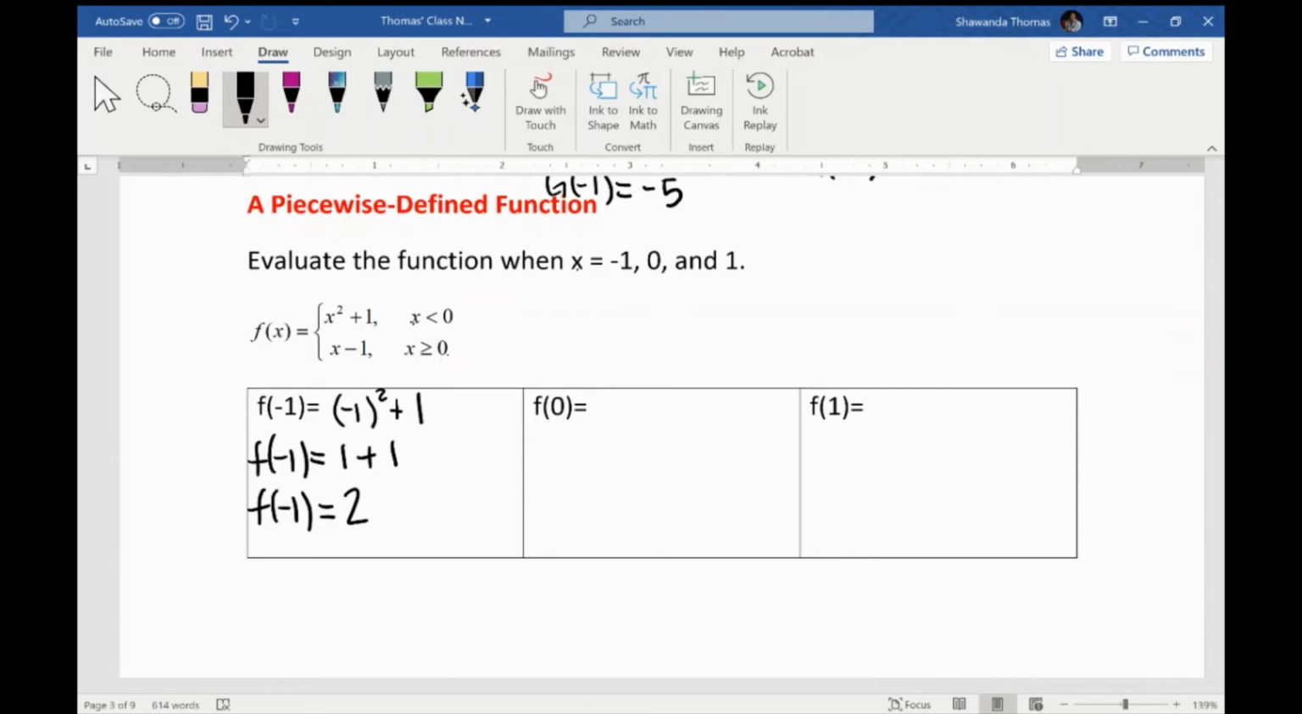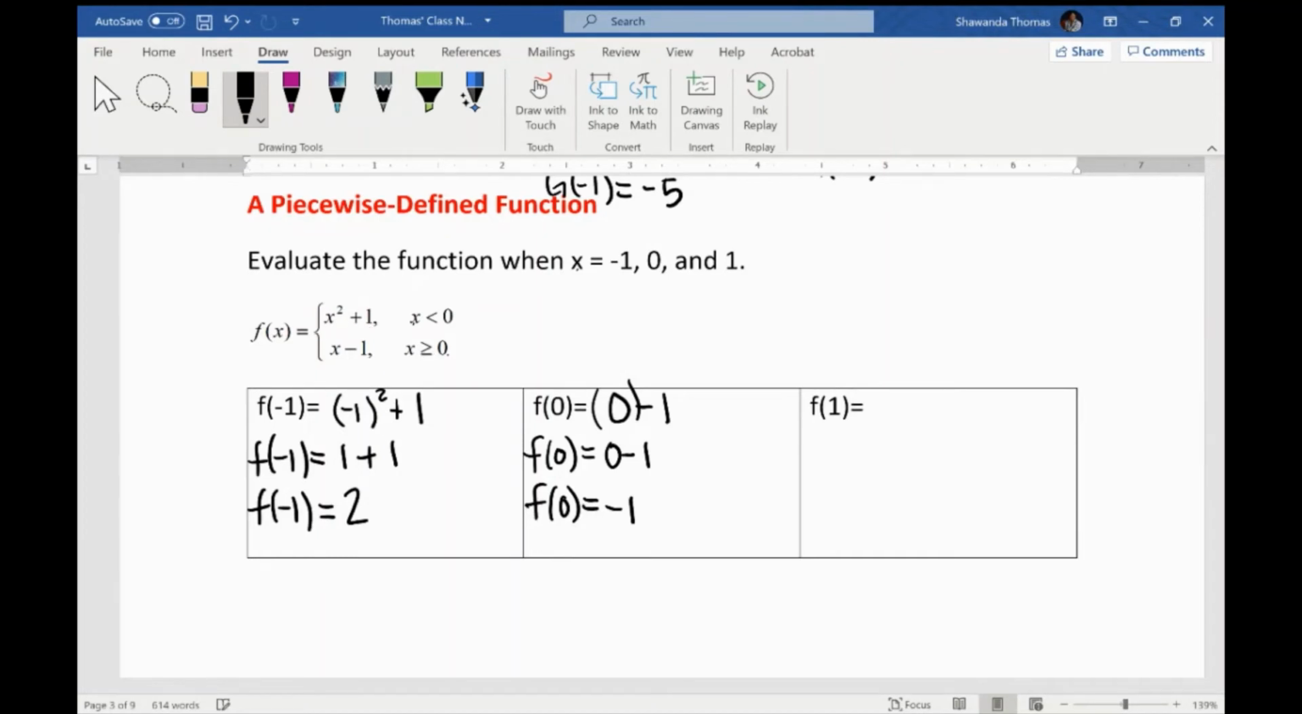So f of 0 definitely satisfies this condition, because x is greater than or equal to 0, and 0 is equal to itself. That's why we're only going to plug it into x minus 1. So 0 minus 1. You can put a parenthesis there if you want to; it doesn't matter. So what is f of 0 equal to? -1.